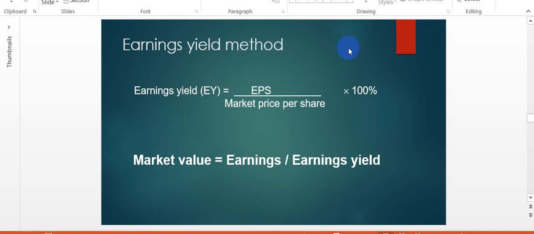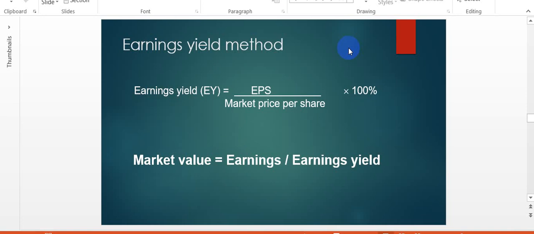The next valuation method is the earnings yield method. Like we said, both the seller and the buyer of a company need to have a range of values. Hence all these different valuation methods, and all these different valuation methods will give you different values. So it all depends on what you are looking at as a buyer, and what you are looking for as a seller.